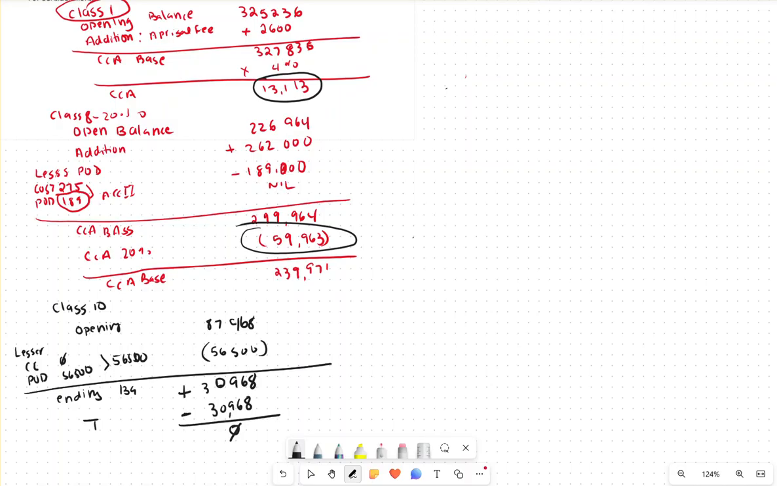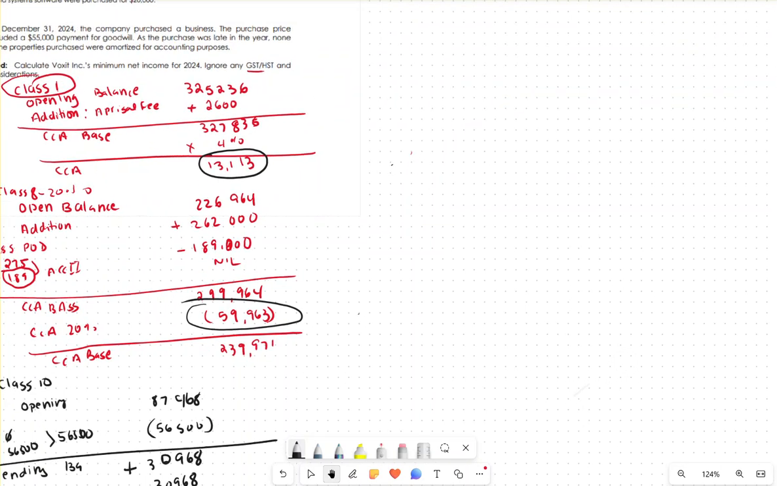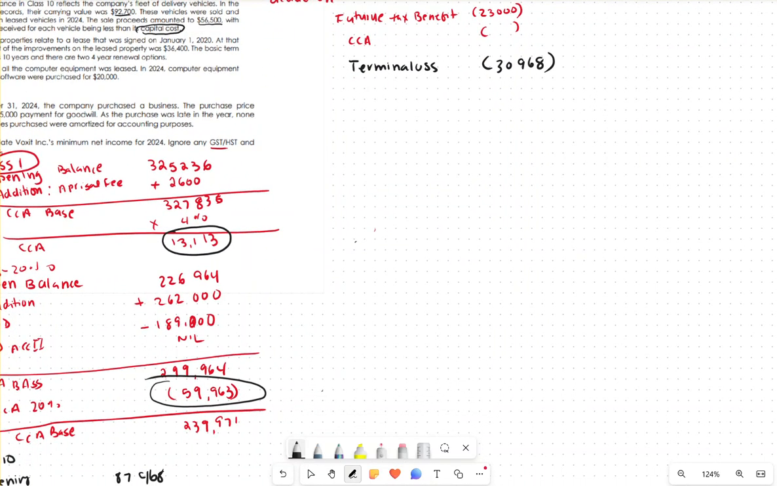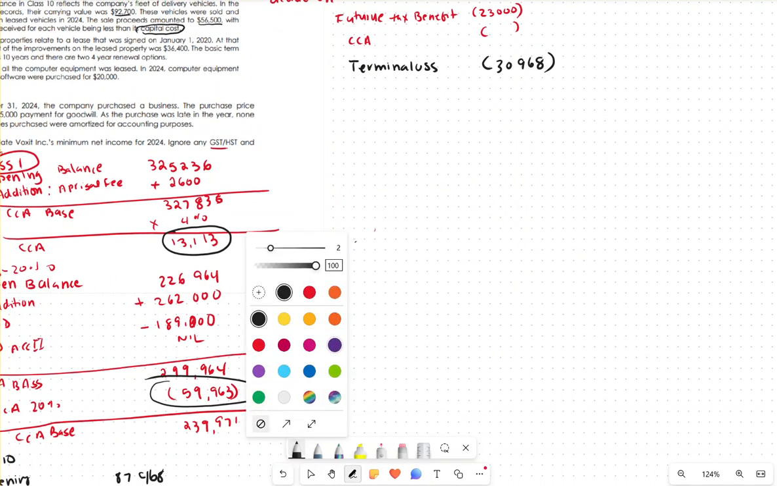If it's a negative, we call it terminal loss. If I have to add it, that's recapture. So what we're going to do is take the terminal loss. Let's look at my terminal loss. If it's a terminal loss, I deduct the terminal loss. It is 30,968. And now what I need to do is add both CCAs.